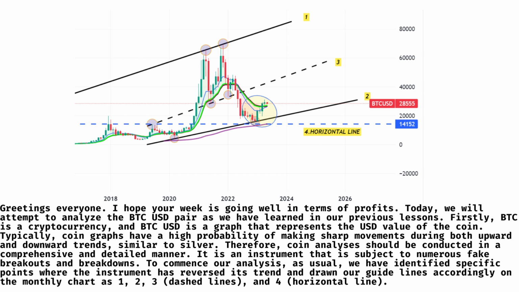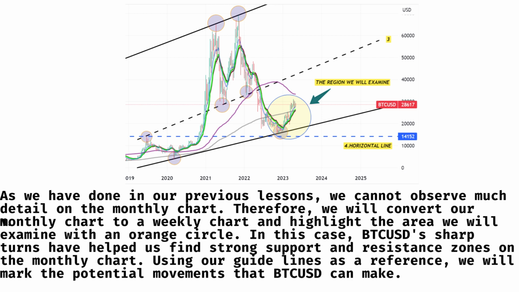To commence our analysis, as usual, we have identified specific points where the instrument has reversed its trend and drawn our guidelines accordingly on the monthly chart as 1, 2, 3 dashed lines, and 4 horizontal line. As we have done in our previous lessons, we cannot observe much detail on the monthly chart.